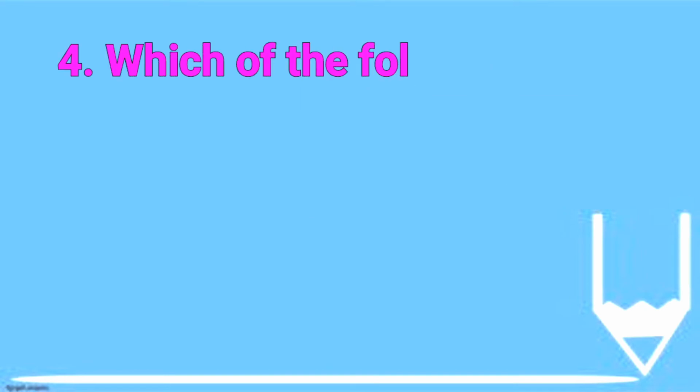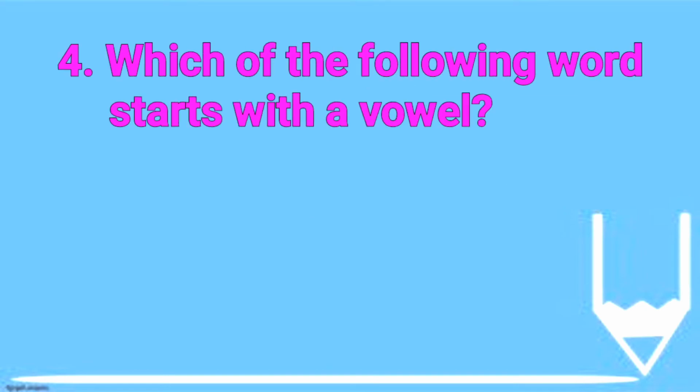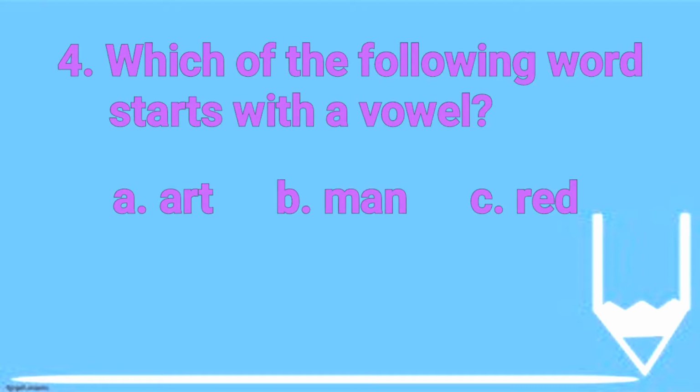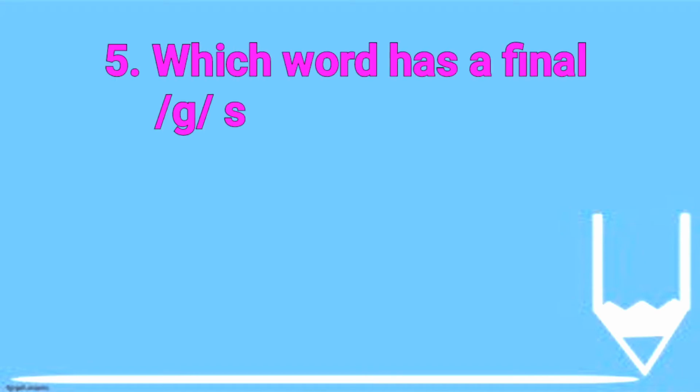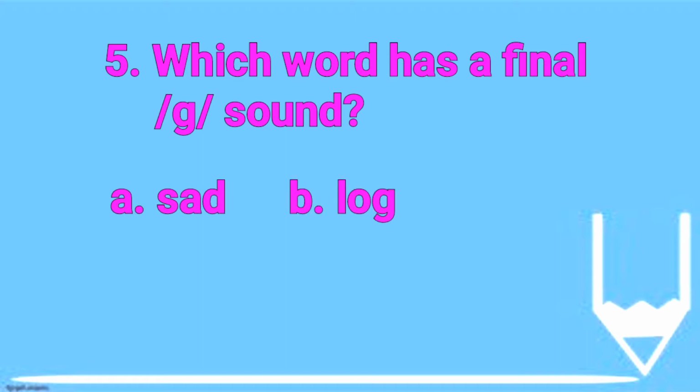4. Which of the following words starts with a vowel? A, art, B, man, C, red. 5. Which word has a final G sound? A, sad, B, log, letter C, wax.